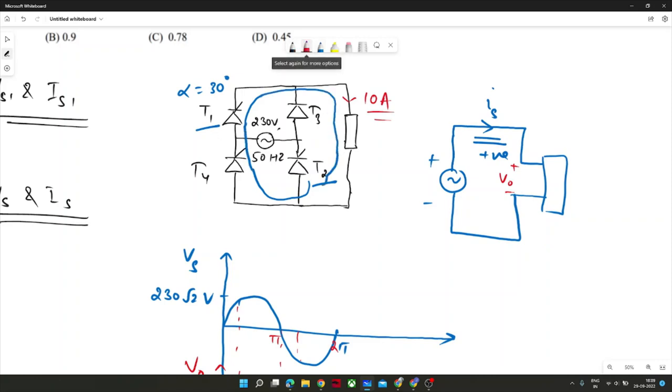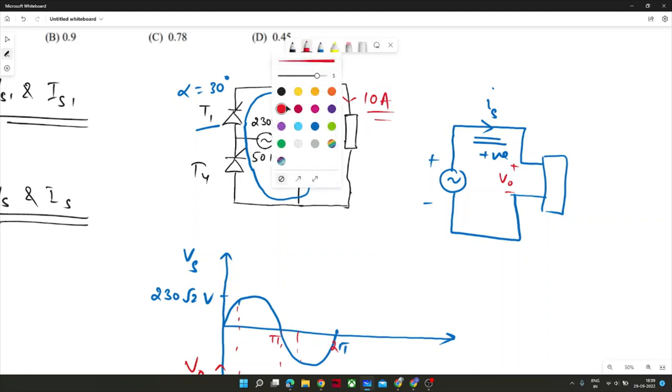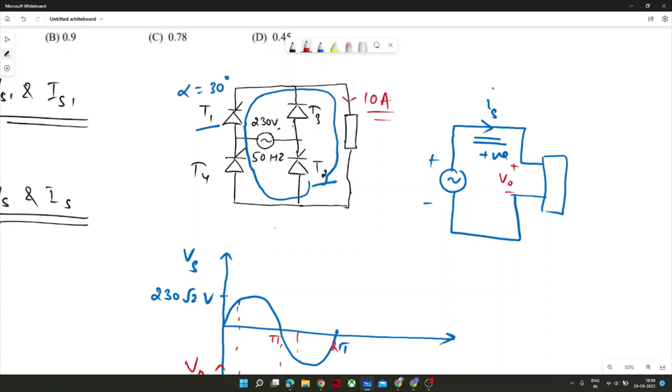When T3 and T4 conduct, again, T3, T4, you can see the thin red line. So it will flow in this manner, right? So that would contribute minus I naught because its direction would be the opposite through this load, right? So that's the concept here.